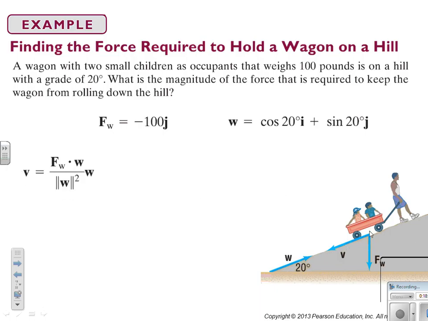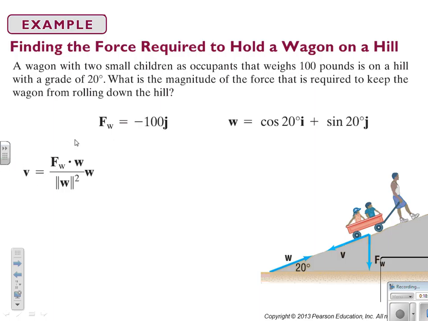We know that this vector V, which has to counteract W, has to be parallel to it, and the force has to be in the opposite direction so that poor little wagon doesn't roll downhill and your children fall and hurt themselves. So we're going to find this V vector.